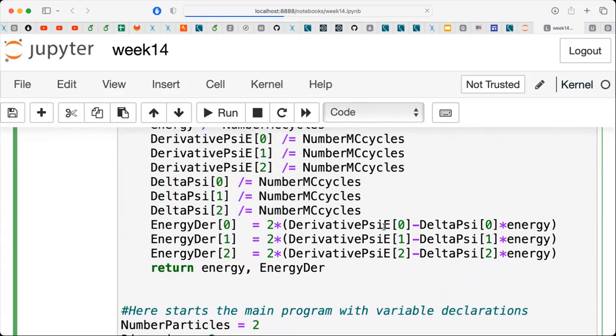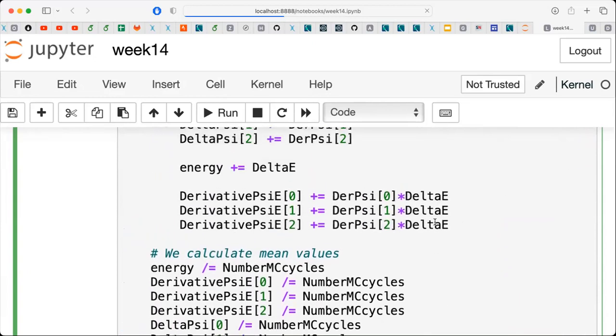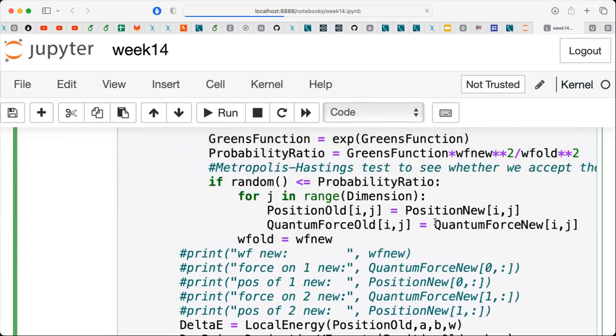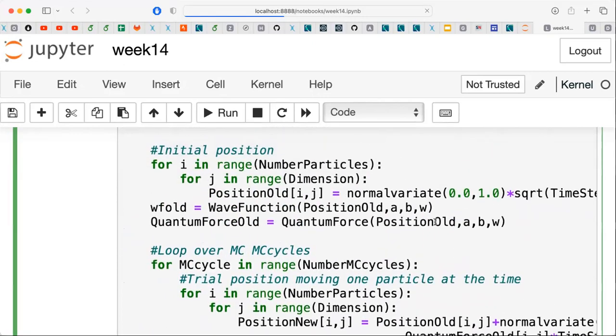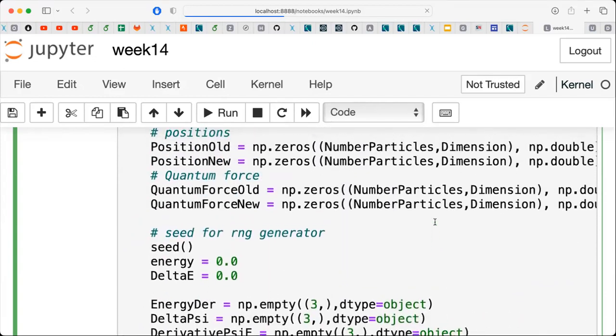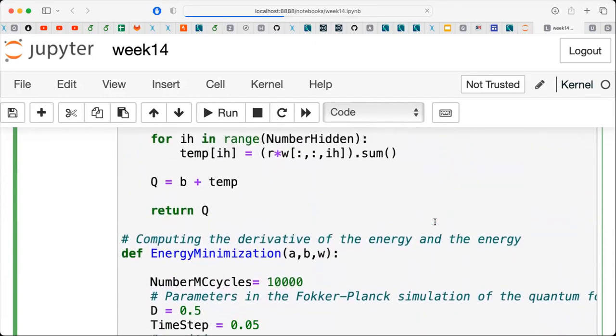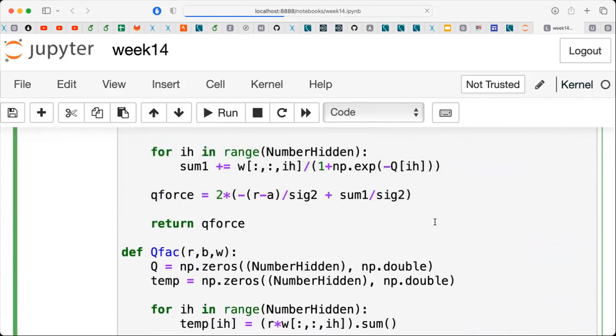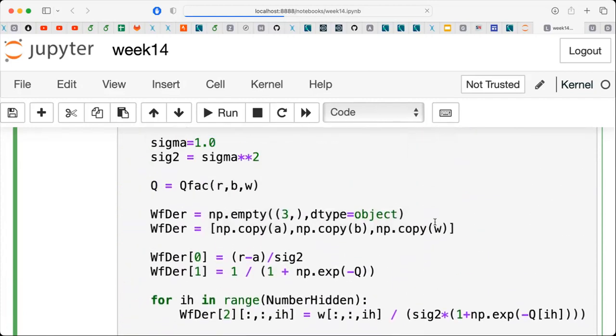So we have the derivative of psi e, multiplied with the energy, and then we have the derivative of psi of I. These are the two different terms which we have when we need to calculate the derivatives, as discussed in project number 1. So this is exactly the same, and we have a loop over the Monte Carlo cycles, etc. We have importance sampling here. The only thing which changes now is the calculation of these different terms.